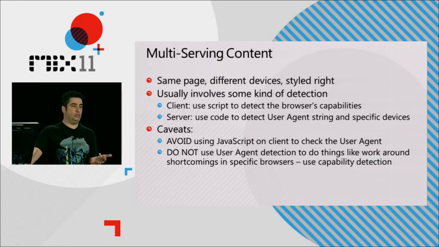On the client, you typically use script to detect the capabilities of the device, right? Does this device have a canvas? Does this device have local storage, right? On the server, you can use code to detect the user agent string. I tend to tell people, try to avoid browser sniffing, because browser sniffing is inherently backwards looking, and it's hard to keep that up. Plus, given all the devices out there, you're inevitably going to miss some.